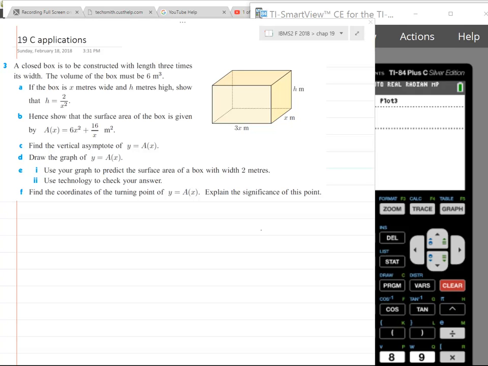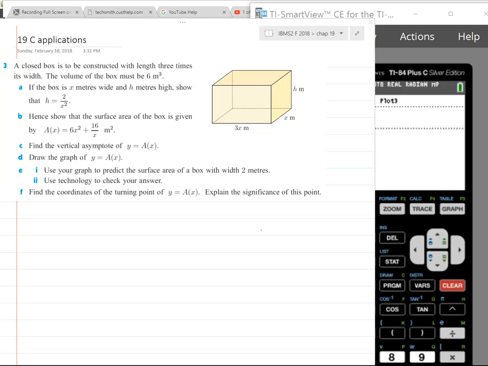Okay, here's our second example of using all of our knowledge of unfamiliar functions and our calculator skills to answer an application problem. This is same page, number 3. A closed box is to be constructed with length 3 times its width. The volume of the box must be 6 meters cubed.